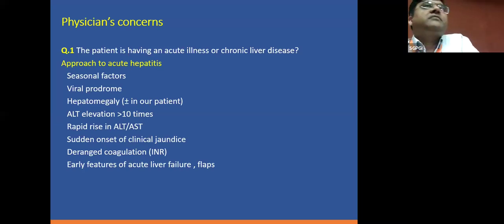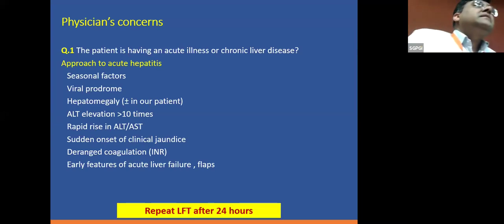Otherwise, the presence of viral prodrome, seasonal variation for dengue, hepatitis A and E, marked elevation of ALT, sudden onset of jaundice. These features will help you to decide whether the patient is having an acute hepatic illness of any nature, whether it is B, C, A, E, dengue, malaria, typhoid, kala azar, whatever, or it is a chronic illness.